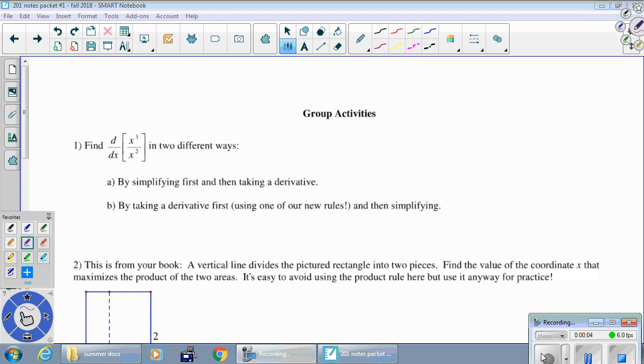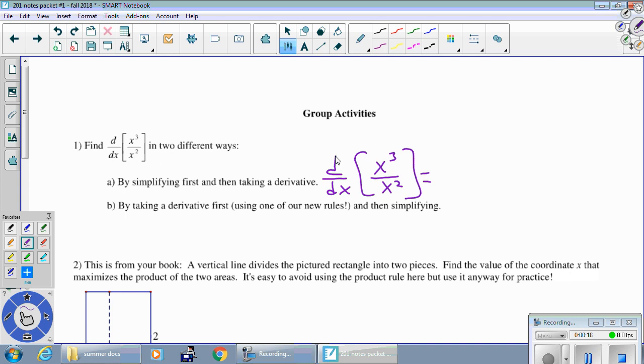Lesson number 9, activities. We will find the derivative of x cubed over x squared in two ways. First, we'll simplify and then take a derivative. So let's do that here. d over dx of x cubed over x squared is exactly the same as d over dx of, and if we simplify this fraction, we just get plain old x. And then the derivative of x is just the coefficient of x, which is 1. And that's it. That's the answer. That is the correct derivative of this expression.